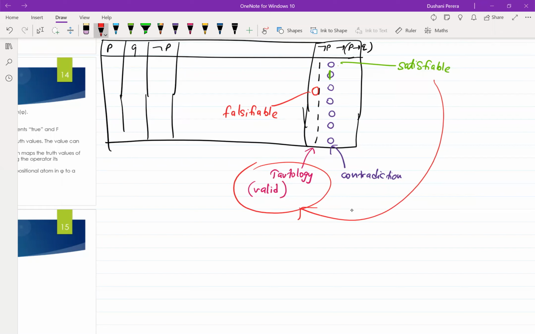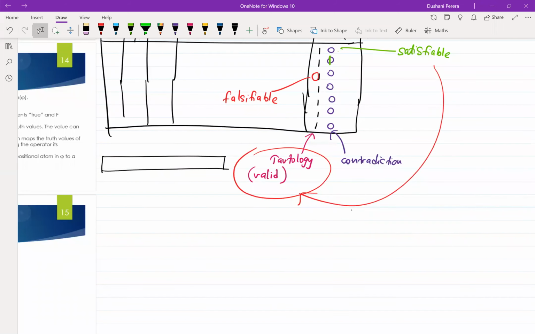In case you are given a propositional formula and asked to check the satisfiability or validity or falsifiability of it, some set of answers will come here. So if you get all ones, you need to say that this is a tautology. At the same time, you need to say this is satisfiable as well, right? If there is a zero, you say that this is falsifiable. If all are zeros, you say this is a contradiction. If all are zeros and just one is true, you say this is satisfiable.